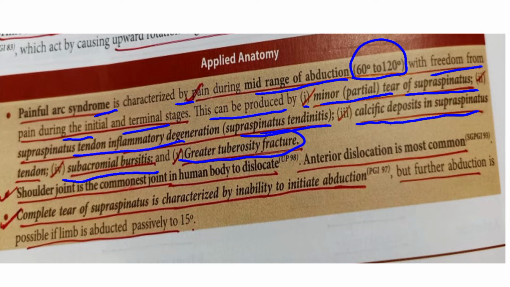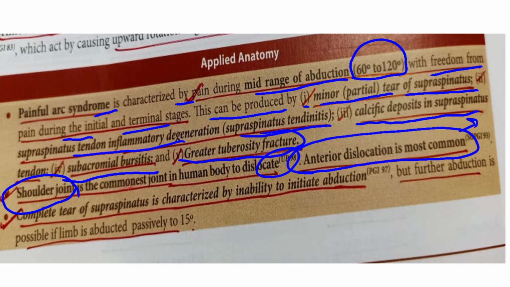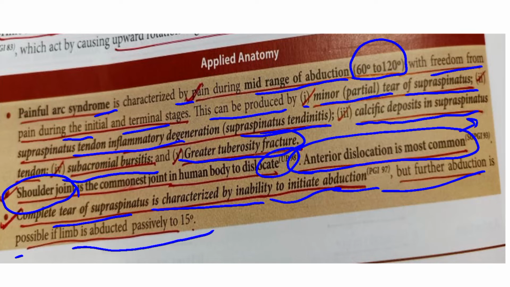Now, the shoulder joint is the commonest joint in the human body to dislocate. Which joint is the commonest joint to be dislocated? The shoulder joint, and anterior dislocation is the most common. This came in the SGPGI 93 exam and UP 98 also. Complete tear of the supraspinatus is characterized by inability to initiate abduction. Further abduction is possible if the limb is abducted passively to 15 degrees.